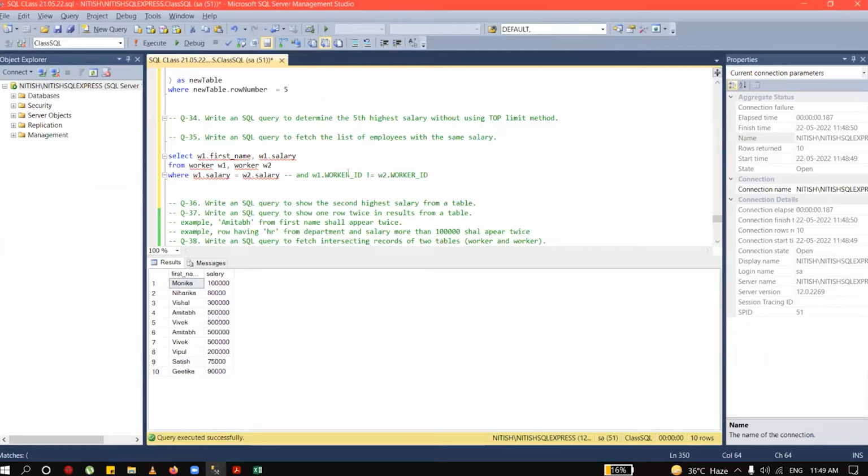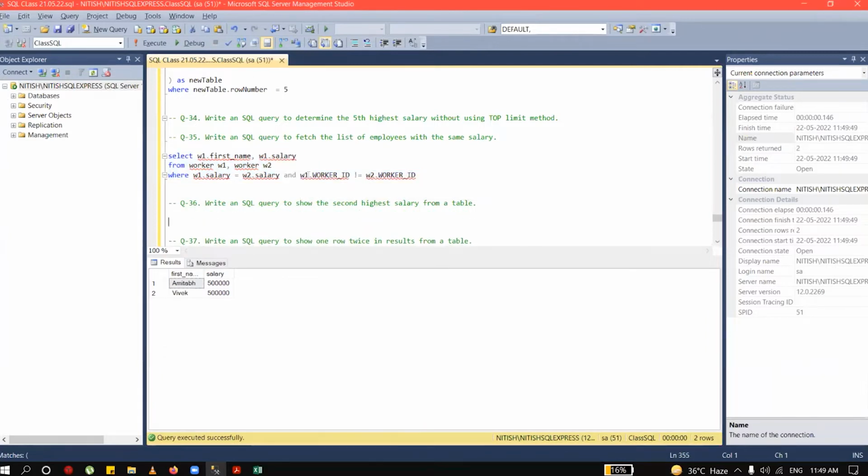So I don't want to see the records where worker ID is not matching. Amitabh worker ID matches with itself, it will get returned. Vivek worker ID matches with Vivek, it is going to return. But wherever the worker ID is not matching, don't return that. So I'm putting an and symbol over here. And here is the answer.